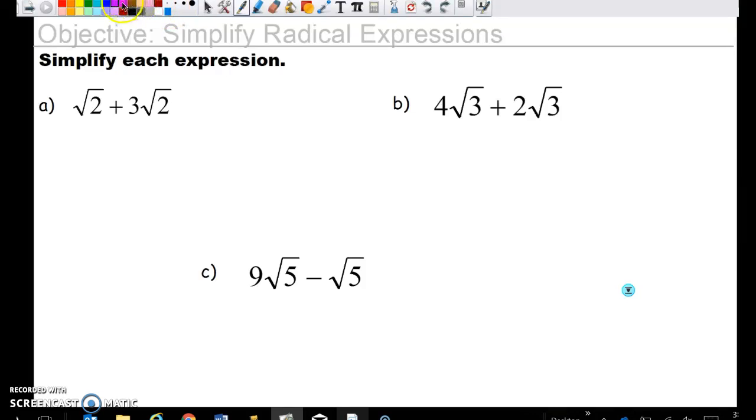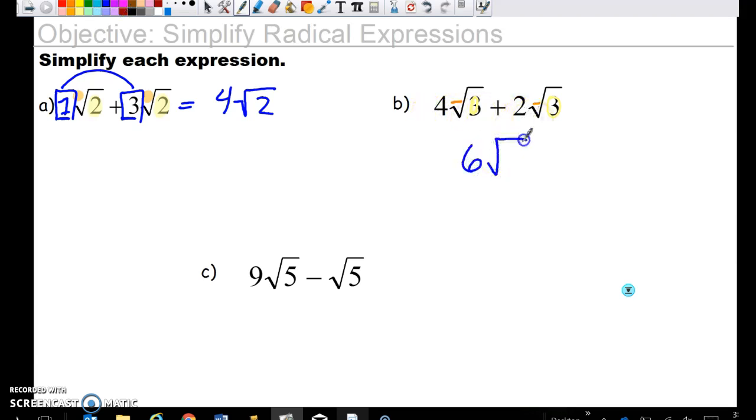Now we can add expressions that are like terms if they have the same index, the same radicand. We do a check. Okay, let's look at the radicand here. It's 2. What's the index? Also 2. So I know these are like terms, so I just take the coefficients by the radical sign and I add them together. 1 and 3 make 4 times the square root of 2. 1 square root of 2 plus 3 square roots of 2 is 4 times the square root of 2. I check this one. Do they have the same radicand? 3, 3. Same index, 2, 2. Yep, they're like terms. And then I just add the coefficients together.